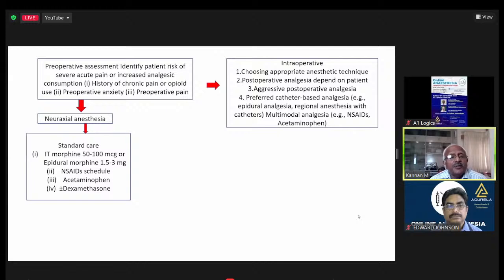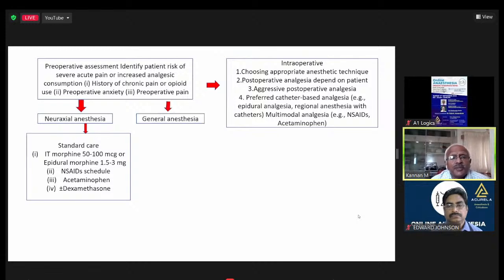A scheduled NSAID has to be given, that is either ketorolac or diclofenac, and it has to be later converted into oral therapy. And of course, paracetamol can be given 8 hourly, 1 gram for the first postoperative day, and it can be tapered. Some people prefer to use dexamethasone as additional support.